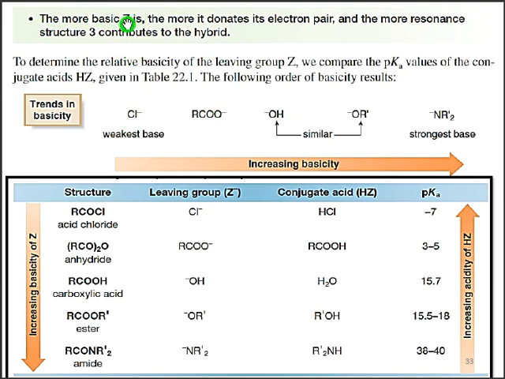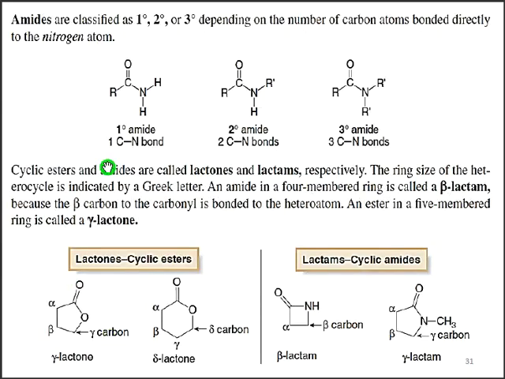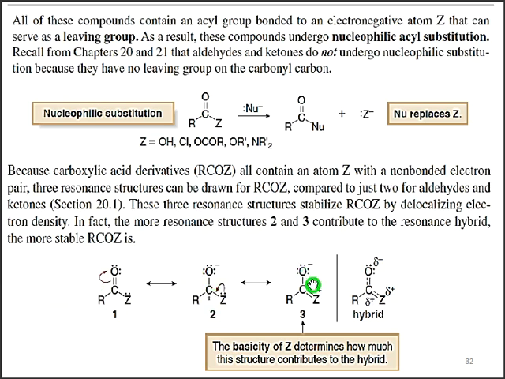Now look here, the more basic Z is, and we are talking about chlorine or oxygen or nitrogen, Z, the leaving group, the more it donates its electron pair, and the more resonance structure 3 contributes to the hybrid. Again, the more basic Z is, the more it donates its electron pair, and the more resonance structure 3 contributes to the hybrid. What does it mean here? It means you have these 3 resonance structures, this 1, 2, 3.